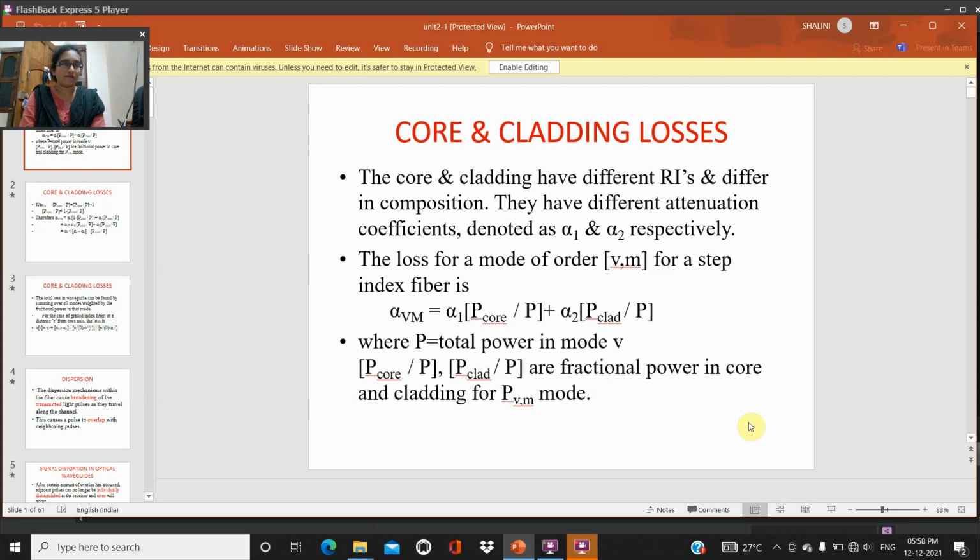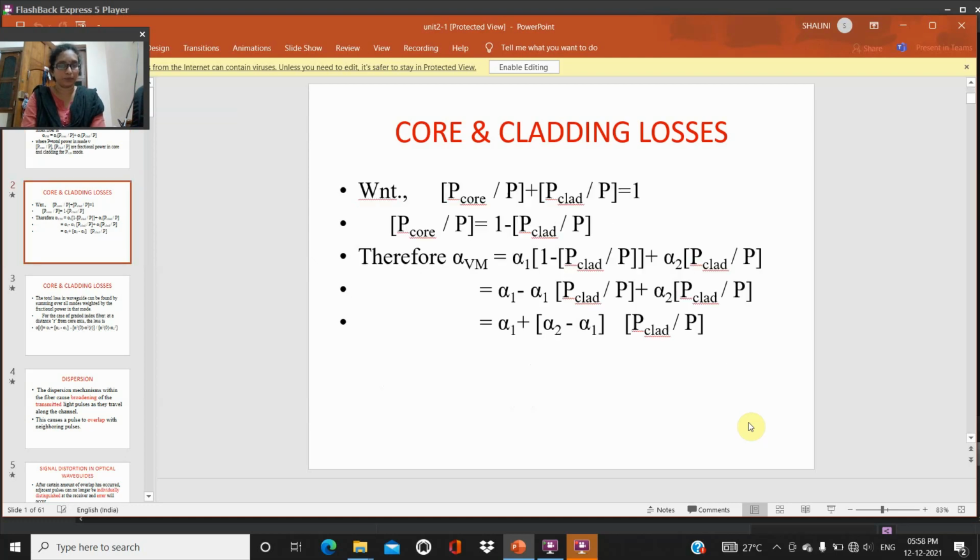Alpha 1 is P core by P, alpha 2 is P clad by P. And then we know that P core by P plus P clad by P is equal to 1. So P core by P is equal to 1 minus P clad by P. Therefore, alpha of Vm is equal to alpha 1 of (1 minus P clad by P) plus alpha 2 of P clad by P. So then we are taking the alpha 1 common. Alpha 1 minus alpha 1 P clad by P plus alpha 2 of P clad by P.